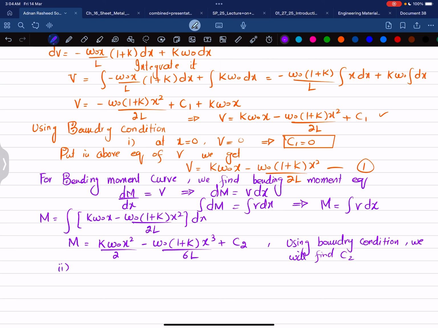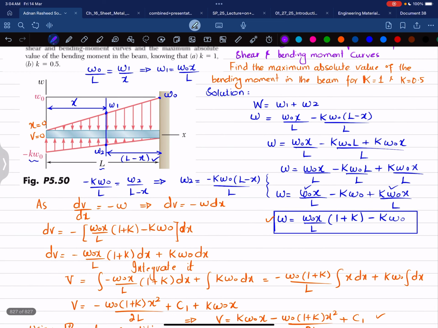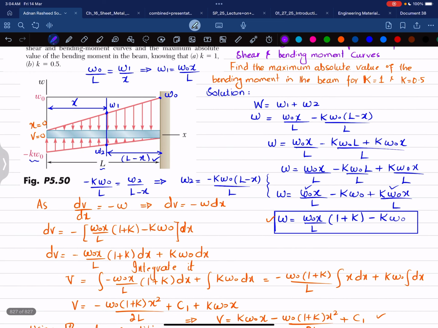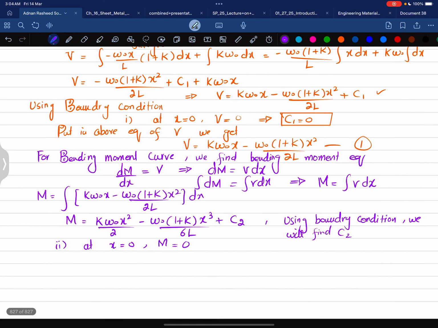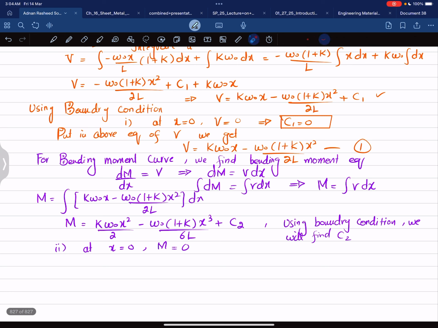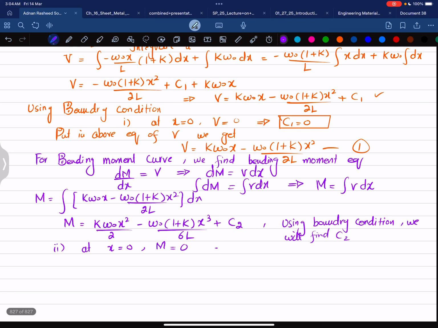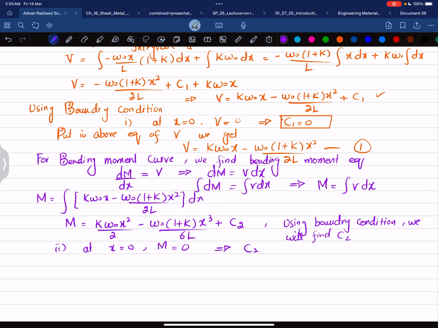The boundary condition is that at x equal to 0, the moment is equal to 0, because in a cantilever beam, at the free end where x is equal to 0, the moment will be equal to 0. So you put it in this equation. When you put it in, this term will be 0, this term will be 0, and the moment at x equal to 0 will also be 0. It means that C2 is also equal to 0.